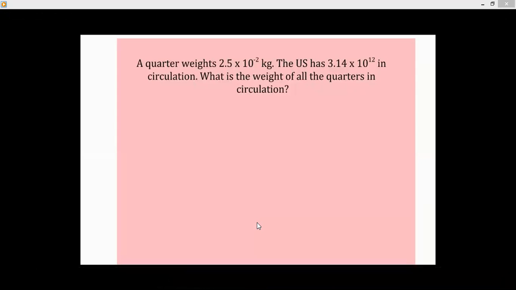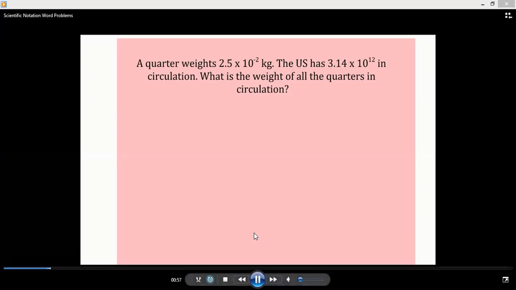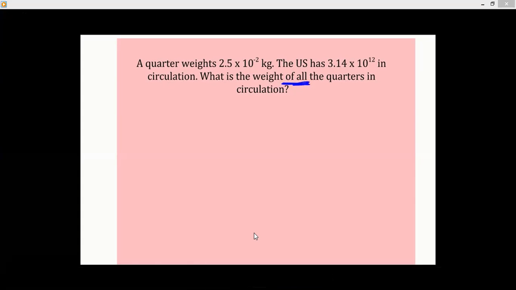As you see in this example, a quarter weighs 2.5 times 10 to the power of negative 2 kilogram. The US has 3.14 times 10 to the power of 12 in circulation. What is the weight of all quarters in circulation? You are going to search for the key words in this question. Please read and concentrate. Yes, we can find the word "all," like the sum.